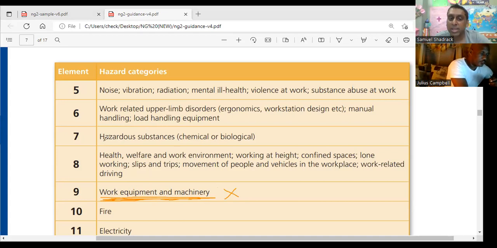This is another one here. Some people put hazardous substance and they don't say if it's chemical or biological. You have to say if it's chemical or if it's biological. The rest of them are fairly easy. There are some people who confuse manual handling with work-related upper limb disorders, which is totally different, right? If you doubt it, check your second textbook. They're two different things. Manual handling is not the same as work-related upper limb disorders. But other than that, let's go back to the example, right?